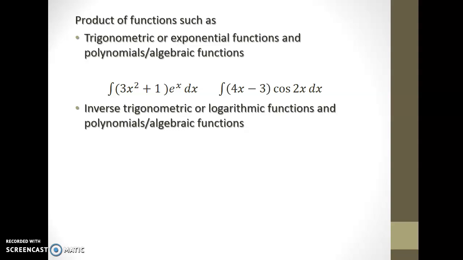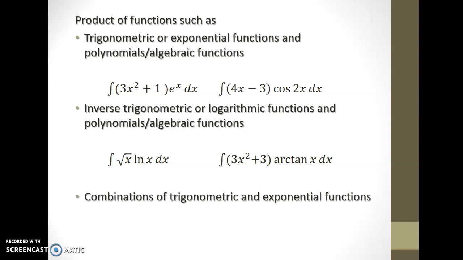It might be a combination of inverse trig or logarithmic functions as well as polynomials. So in the first we have root x, which is actually called an algebraic function, with a logarithm, and we have another polynomial, a quadratic in this case, with an arctan function. Or we have combinations of trigs and exponentials, so for instance an exponential function with a cosine, or even two trig functions but with different angles.